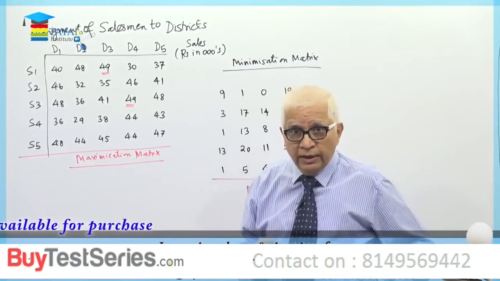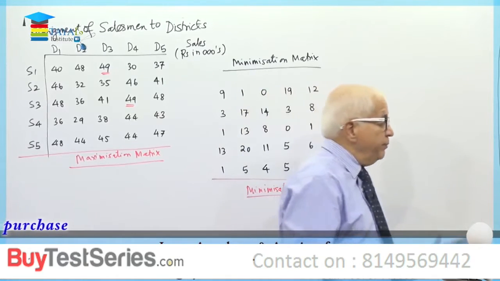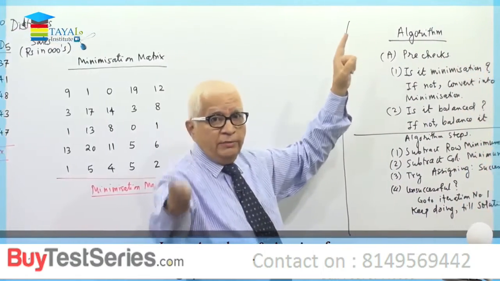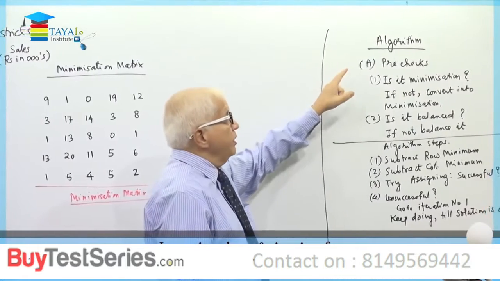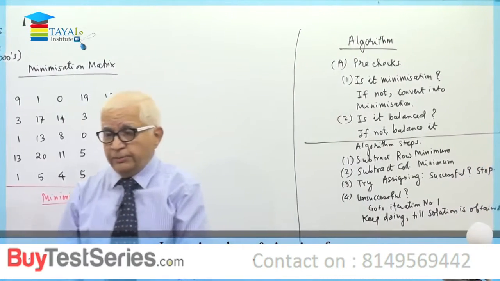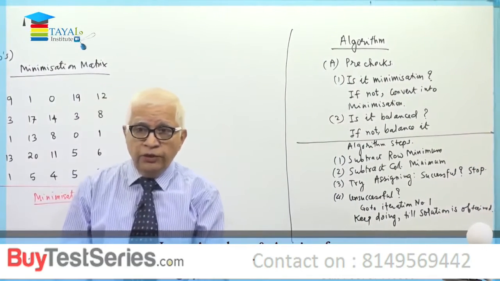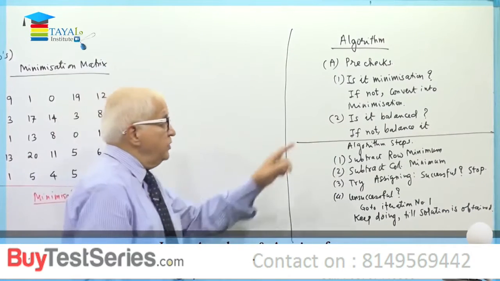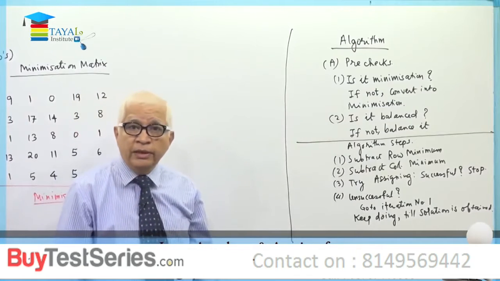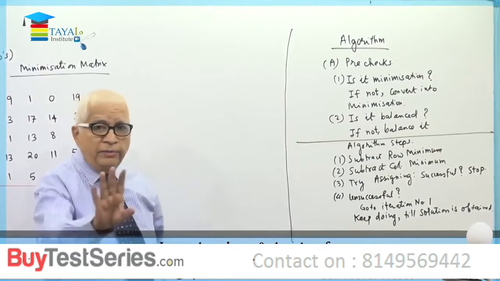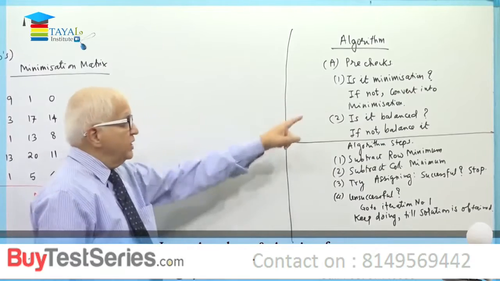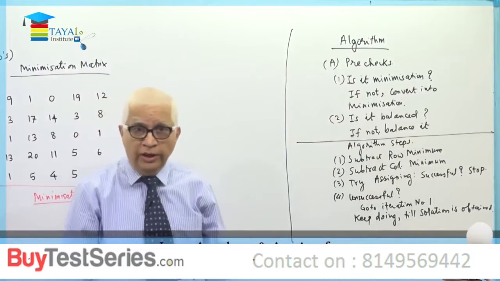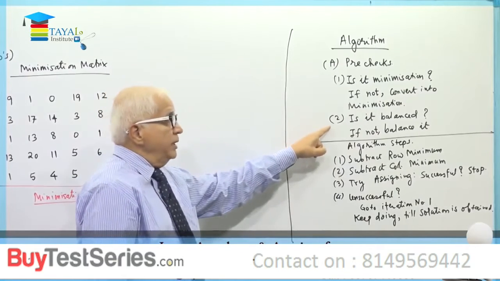What are the steps, therefore, in the assignment problem algorithm? Now coming here, these are the steps, as I explained in the previous lecture. Pre-checks. There are 2 pre-checks, with the objective of making the problem a solvable problem. First check: is it a minimization problem? If it is a minimization problem, no issues, go ahead, ask the next question. But if it is not a minimization problem, convert it into a minimization problem. Next step, is it a balanced problem?